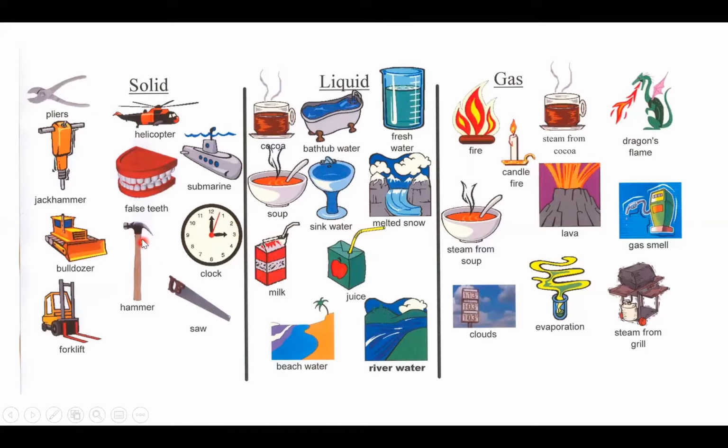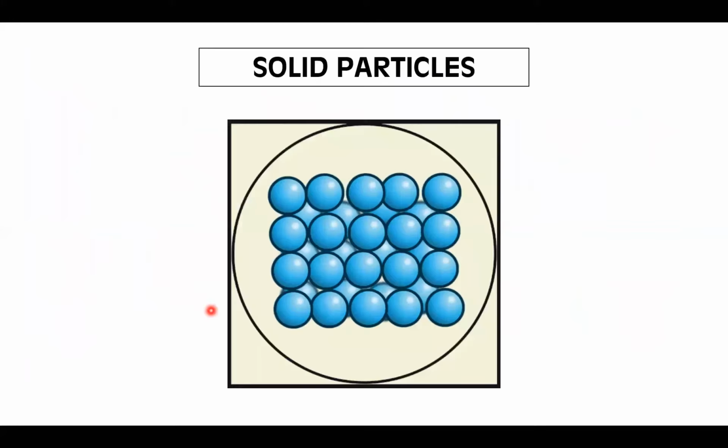So if you have a solid, let's say you have a saw and you zoom in, really zoom into the saw, what do the particles look like? The particles will look a bit like this. So this is what the particles look like inside a solid. You can see they are all arranged in order. So they are arranged like this and they are moving a bit and they move like this.